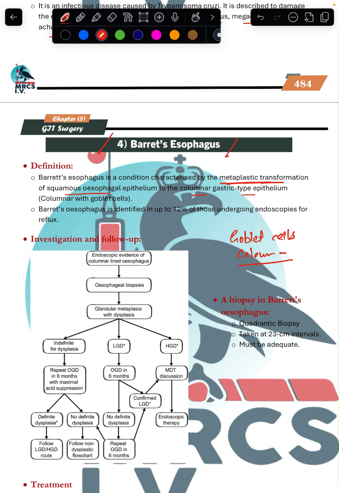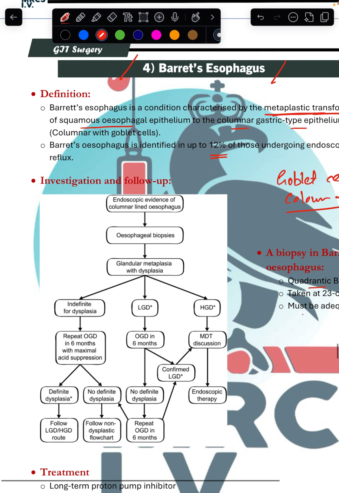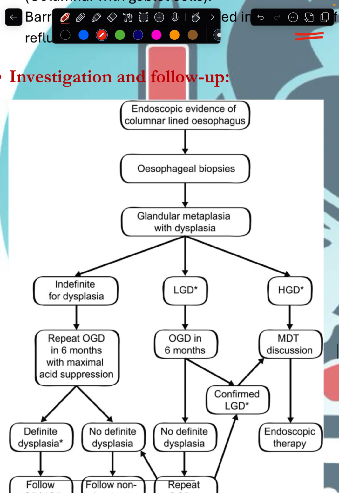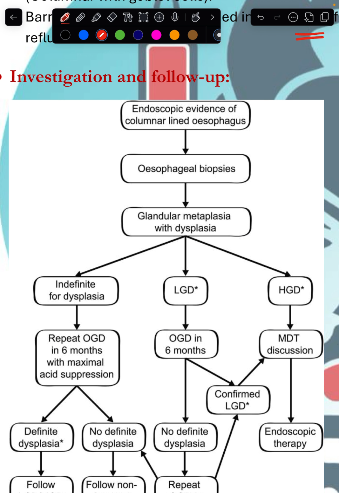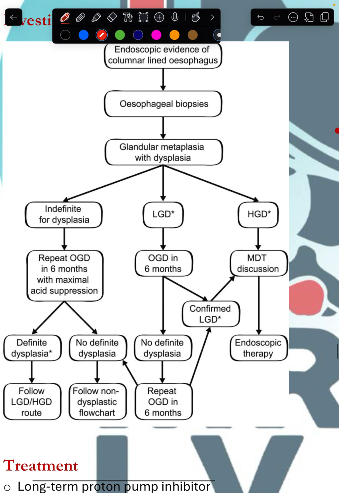Barrett's is identified in up to 12% of those undergoing endoscopies. For investigation and follow-up, a biopsy has to be taken, that is a four-quadrant biopsy, at 2 to 3 centimeter intervals, and it must be adequate. What is the endoscopic evidence of columnar epithelium? If you see columnar lining epithelium, an esophageal biopsy has to be taken, and you see different types of glandular metaplasia with dysplasia.